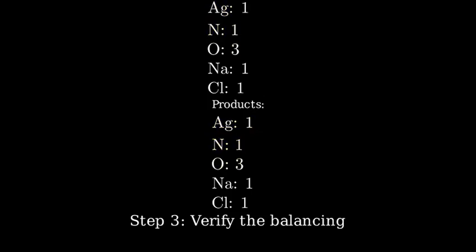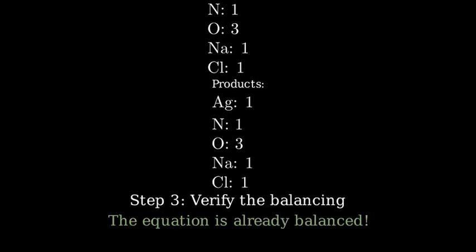Step three is to verify the balancing. Let's compare the number of atoms on each side. We can see that for each element, the number of atoms is the same on both sides. This means our equation is already balanced.